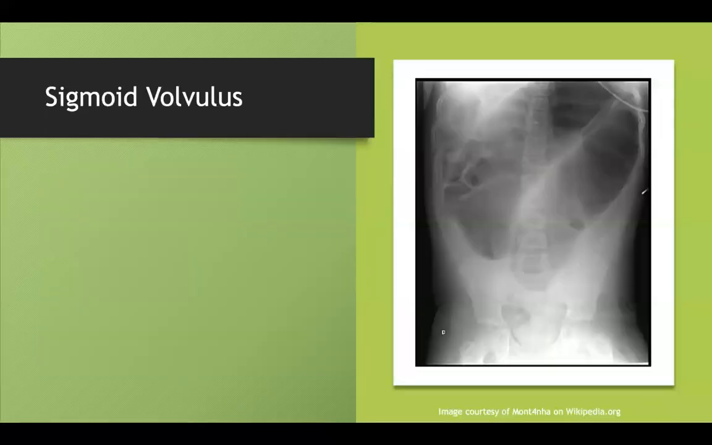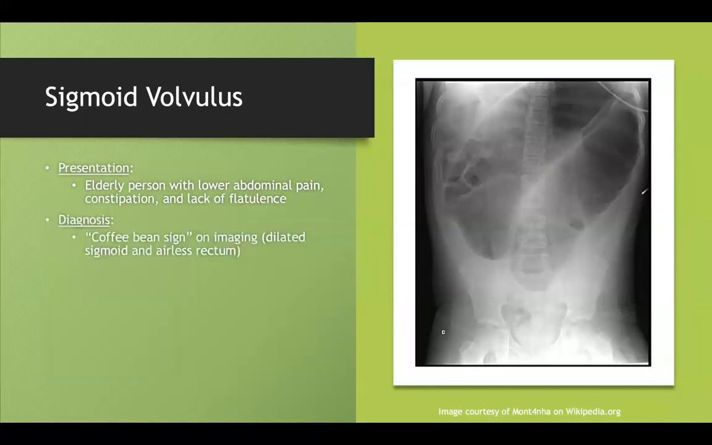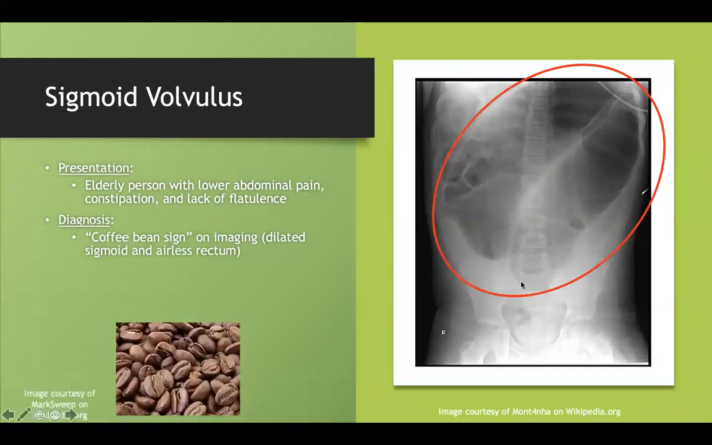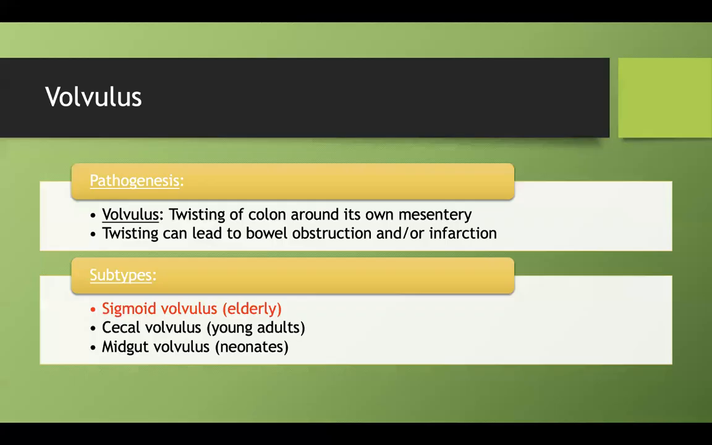So starting with the sigmoid volvulus, this will present with an older person with low abdominal pain, constipation, and lack of flatulence. And to diagnose it, you just need to get imaging studies and find this big coffee bean sign right here. Once you see that, you have your diagnosis. Here's some coffee beans just so you have an idea. It kind of does look like a coffee bean. To treat this, you've got to do a sigmoidoscopy, and usually you surgically correct it.